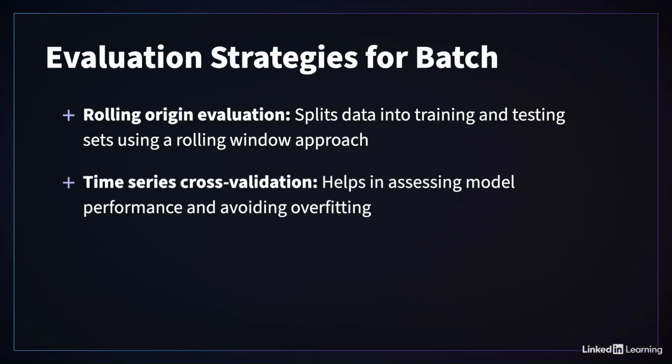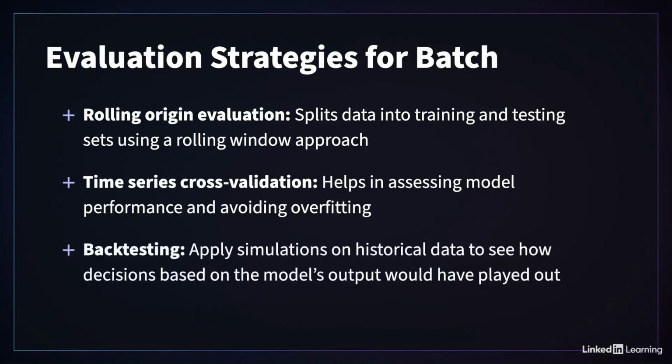Then we have time series cross-validation, which helps us to assess the model performance and avoid overfitting by creating multiple train and test splits, often using the rolling window evaluation under the hood. And finally, backtesting, which involves applying simulations on our historical data to see how decisions based on the model's output would have played out in the past.